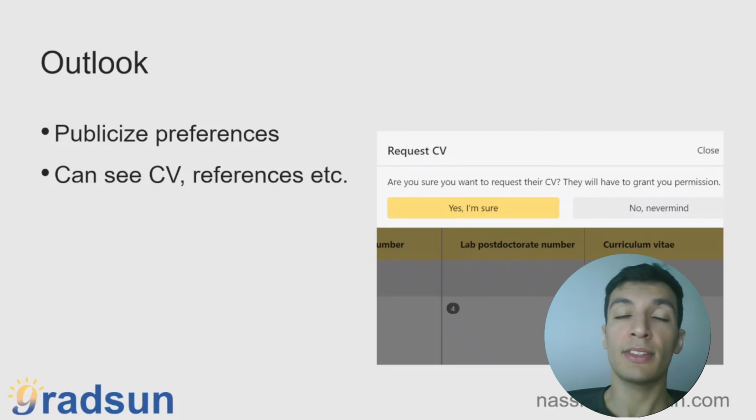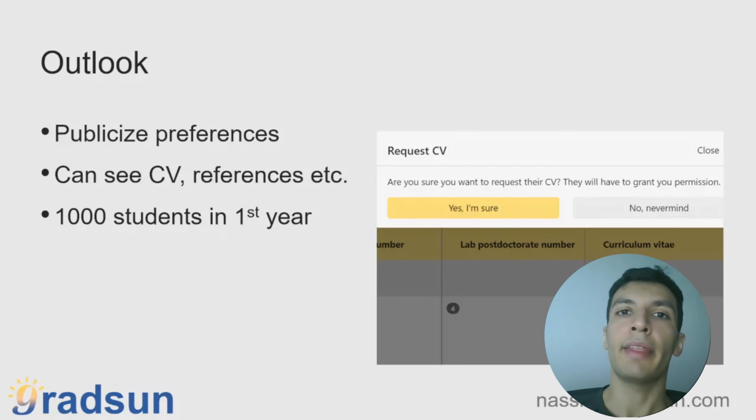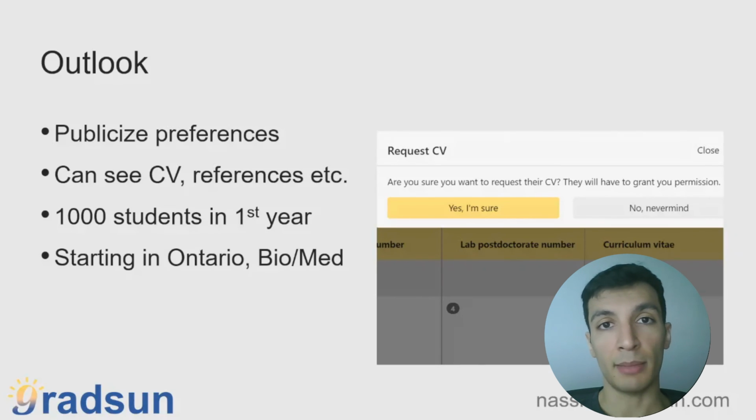In terms of how many students we're expecting, we're aiming for 1,000 students in the first year and then 3,000 in the second. We're starting with a focus in Ontario, biology and medicine. We're hoping to expand to STEM in North America within the next 3 years.